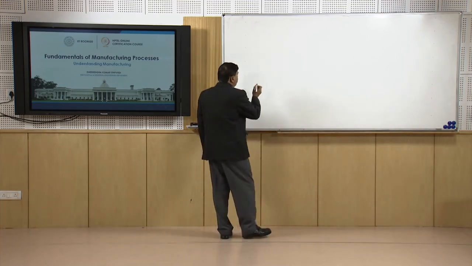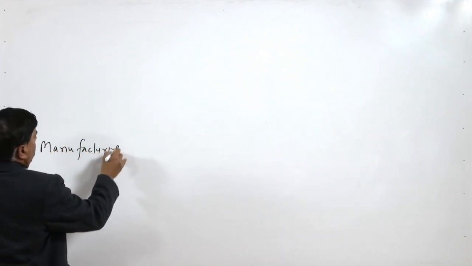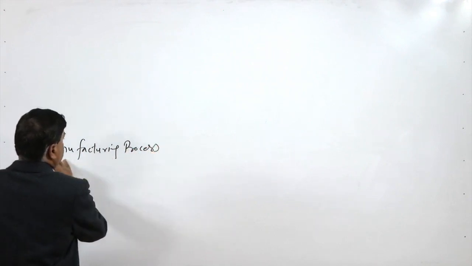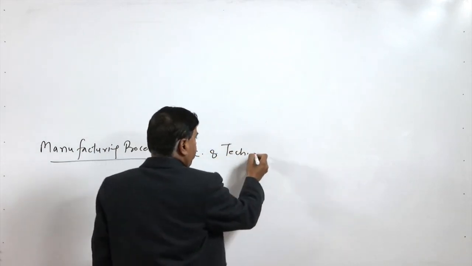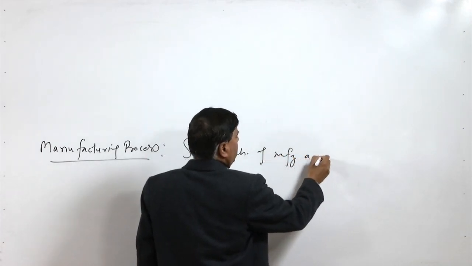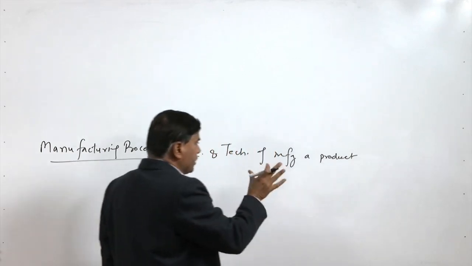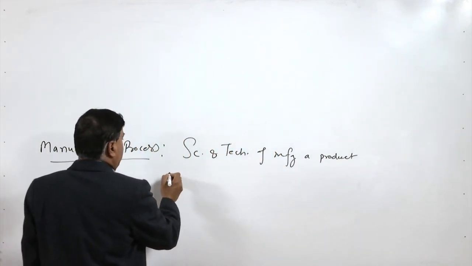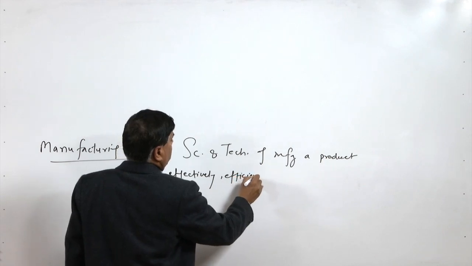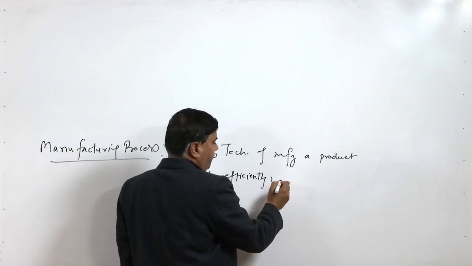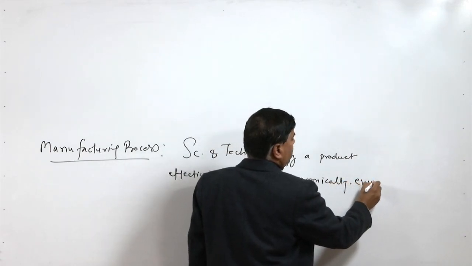Now, if we have to define the manufacturing process, basically it involves the science and technology of manufacturing a product using 4 attributes: manufacturing a product effectively, efficiently, economically, and environment friendly.